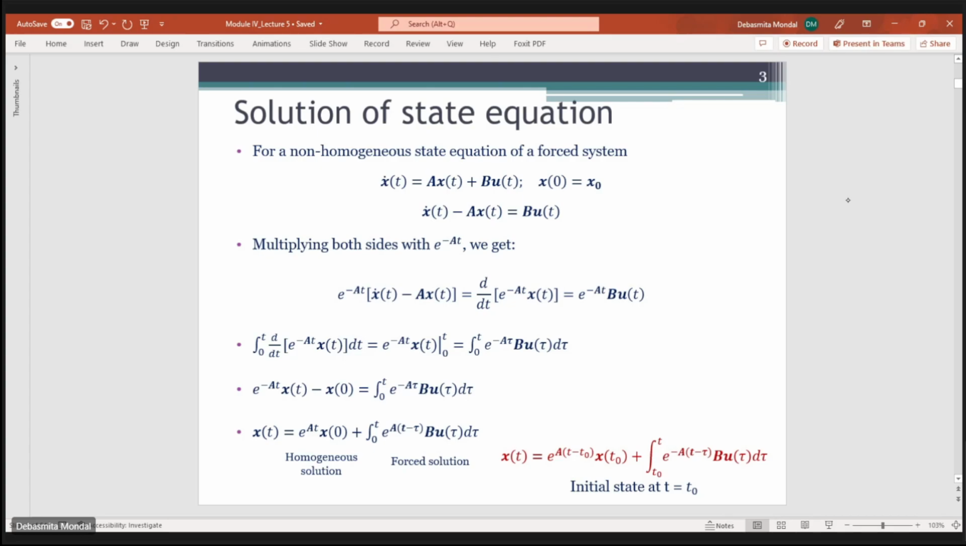Okay, so from here you can rearrange this equation and write that x dot t minus a of xt is equal to b into ut, right?